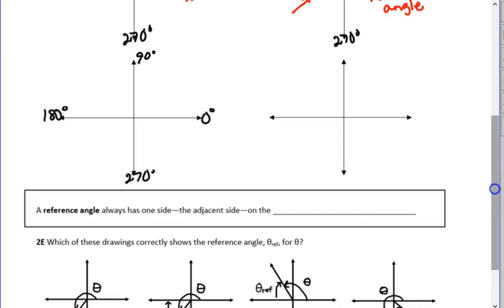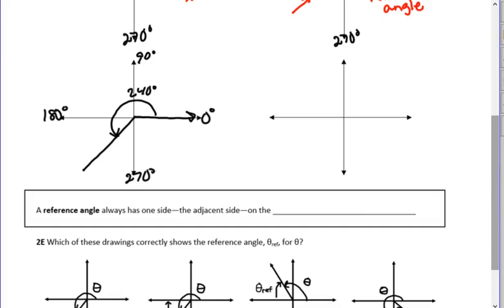So quadrant 3 is where the 240 degree angle falls. I start at 0, I go all the way around to 180, and to get to 240 I have to go another 60 degrees, so maybe about right here. So this is 240 degrees.